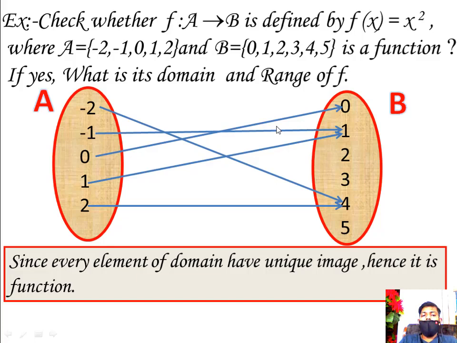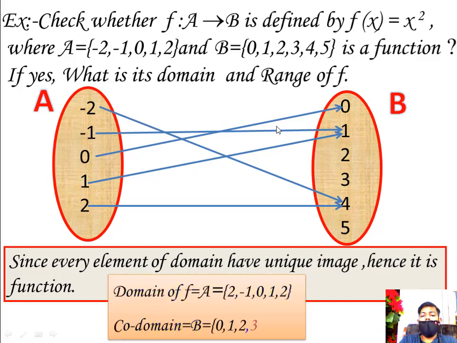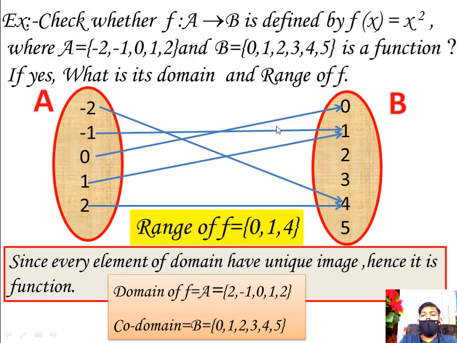Again, if it is a function, then what are the domain and the range of f? That is the question. So the domain is the entire set A. That means the domain is the set minus 2, minus 1, 0, 1, 2, and the codomain is 0, 1, 2, 3, 4, 5, the entire set B. And the range of f is equal to the image collection. What is the image collection of f? 0, 1, 4. So this is the range.